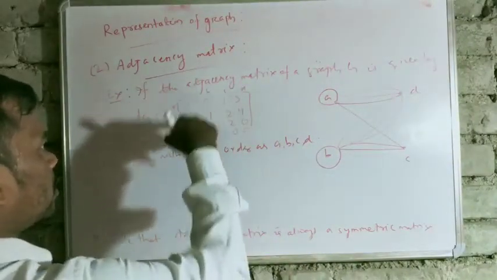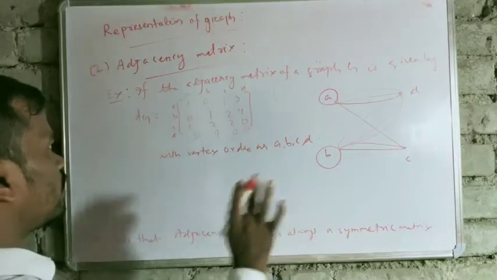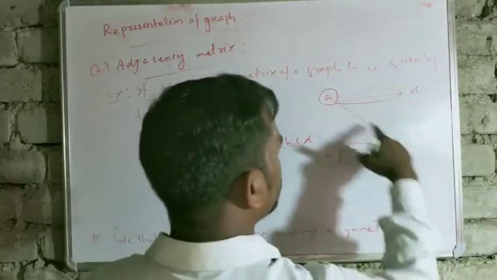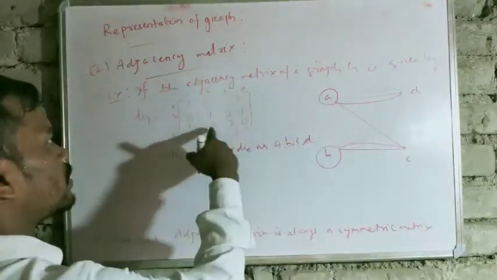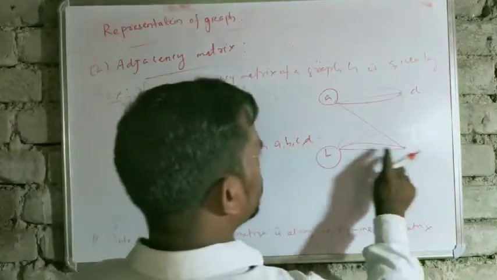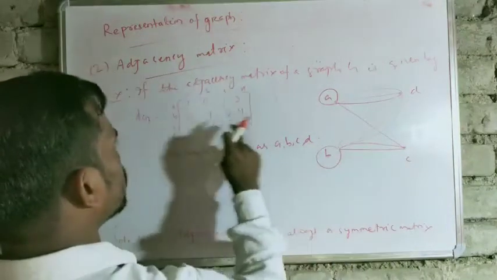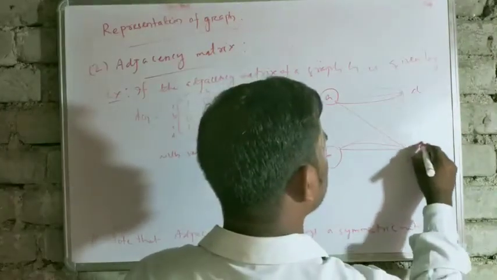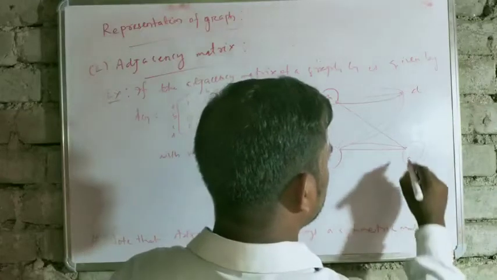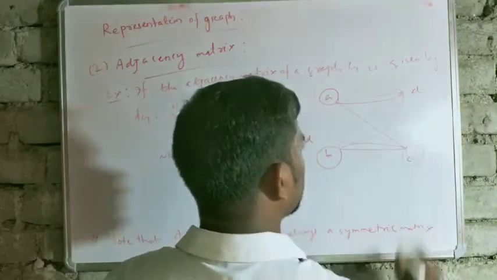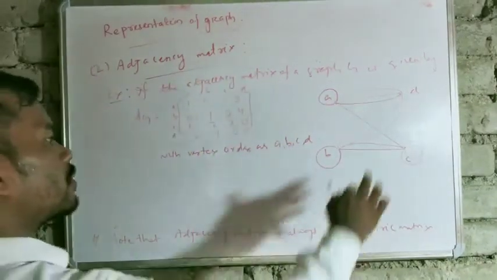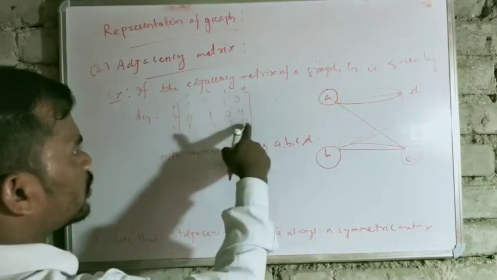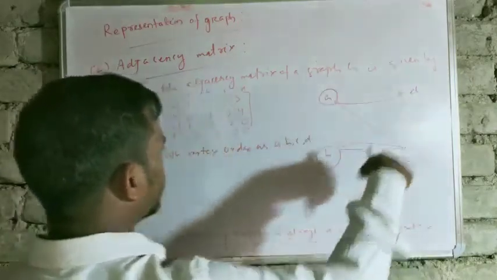Then C to A. Now it is already complete, just to check it. C to A, 1 edge is there. C to B, 2 edges. C to C, 2 edges. That means there are 2 loops. This is one loop and this is another loop. So 2 loops at this vertex C. And C to D, 0, no edge connects C to D.